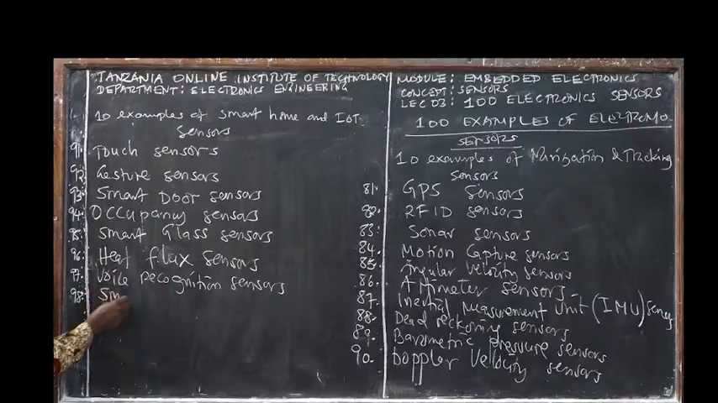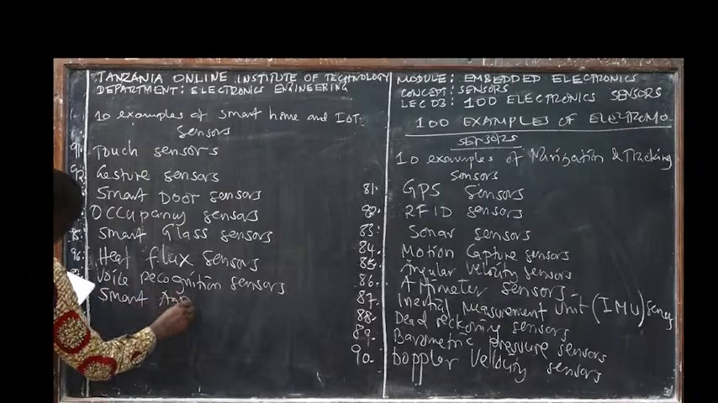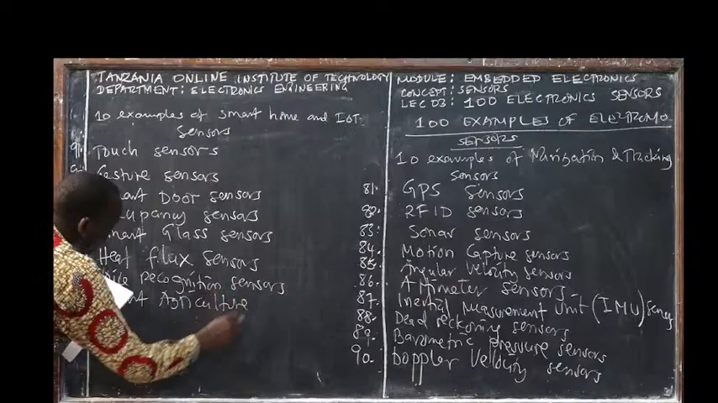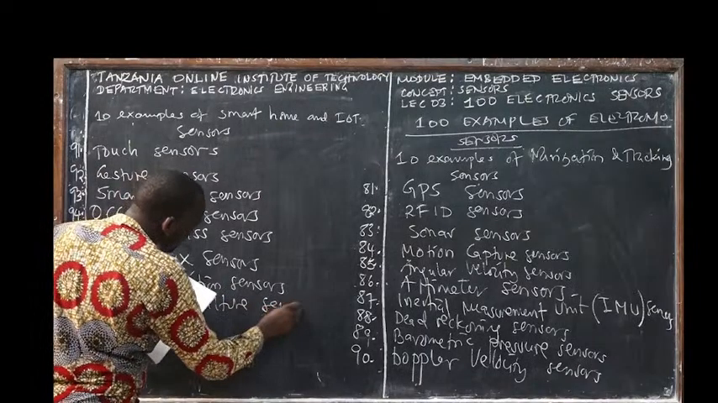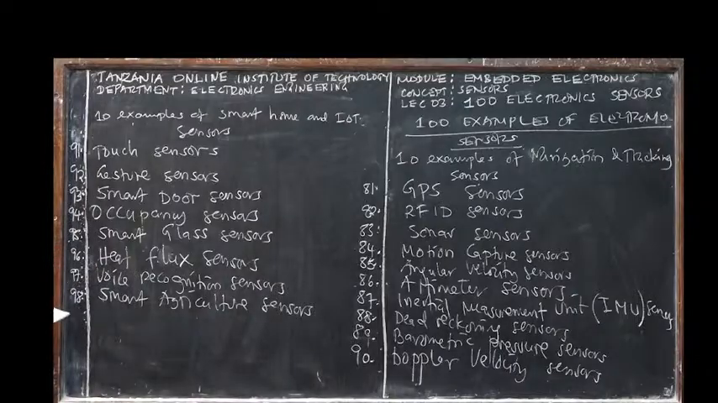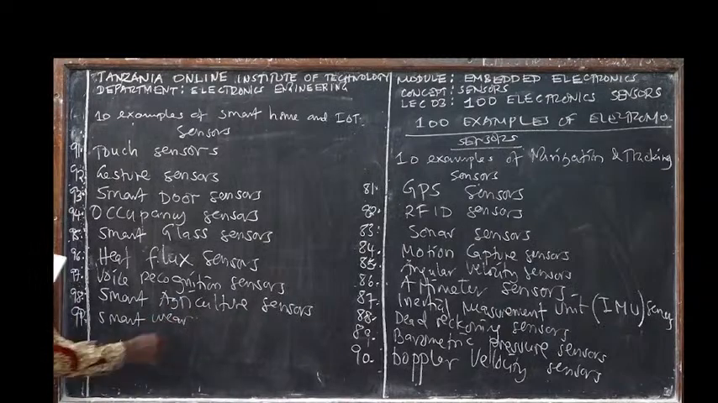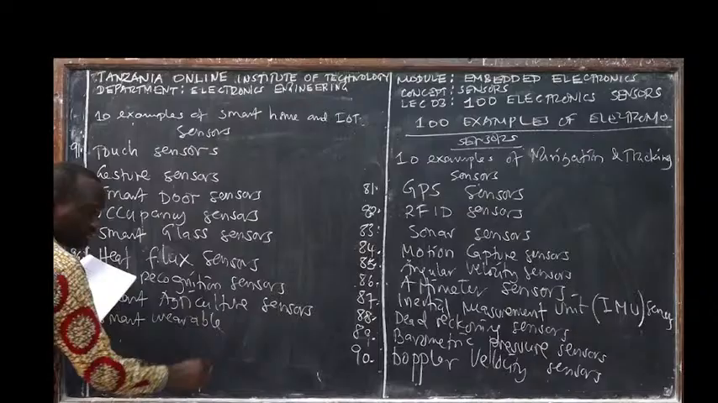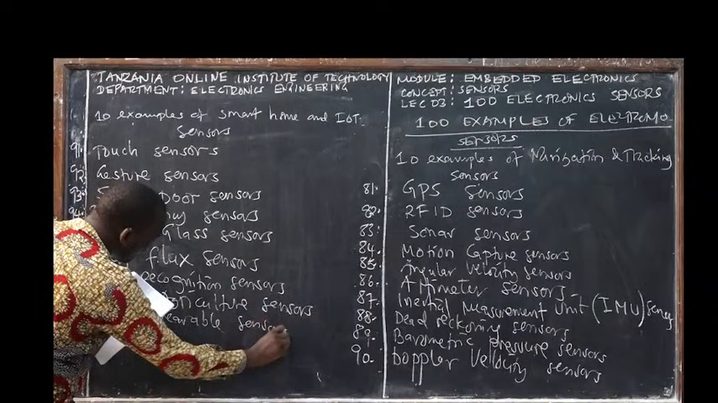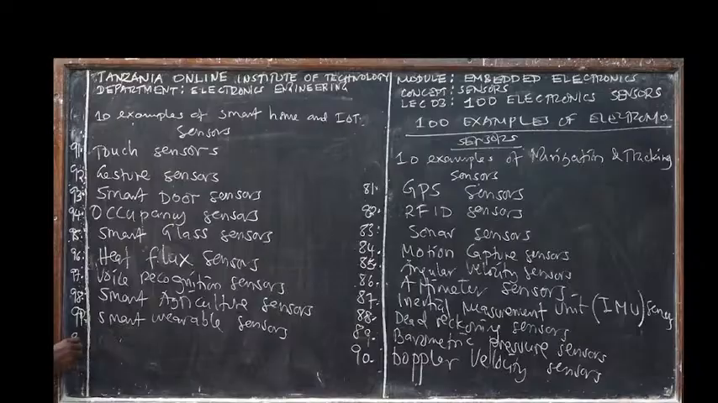Then the next one is called the smart agriculture sensors. Smart agriculture sensors. Then number 99, it's called the smart wearable sensors. Smart wearable. Smart wearable sensors. Then number 100.